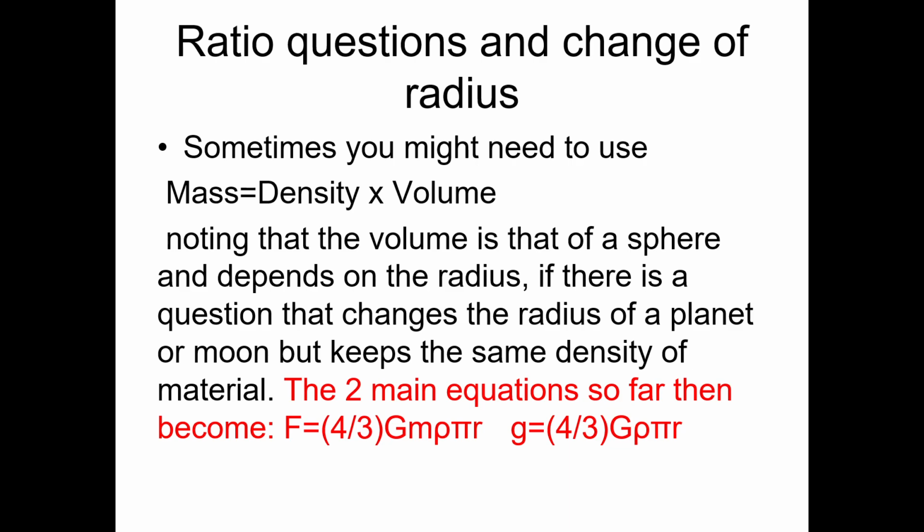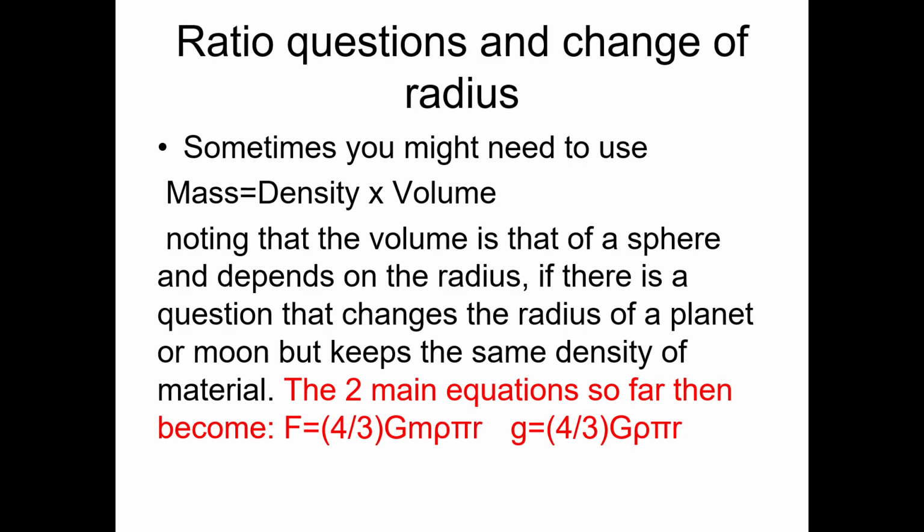But the equations change. If the word density appears in one of these gravity questions, then you can probably bet your bottom dollar that you're going to have to get these equations at the bottom. So the F equation, the force equation, changes from GMm over r squared to 4/3 G m rho pi r. So it's a linear relationship in r. And the same for field strength.